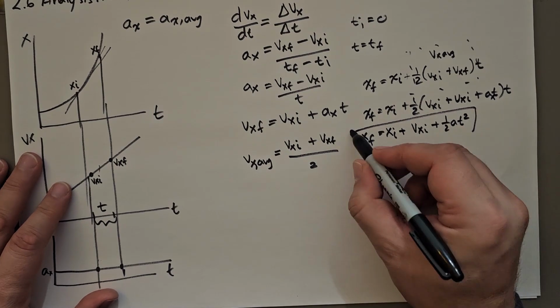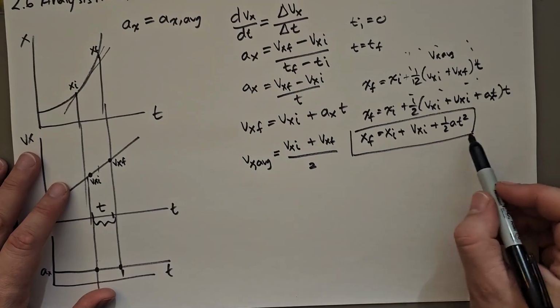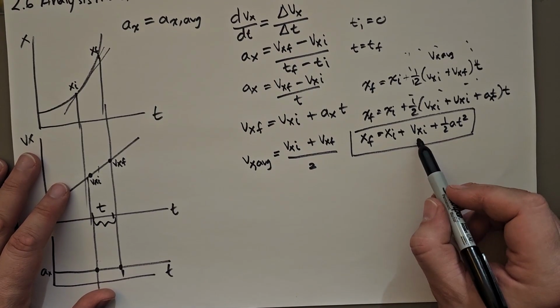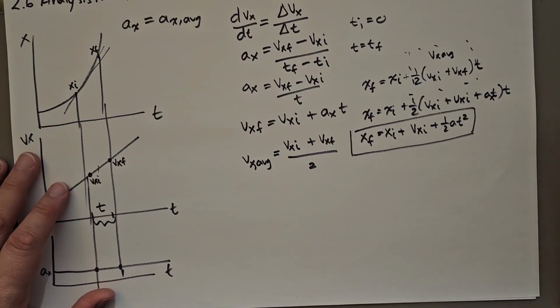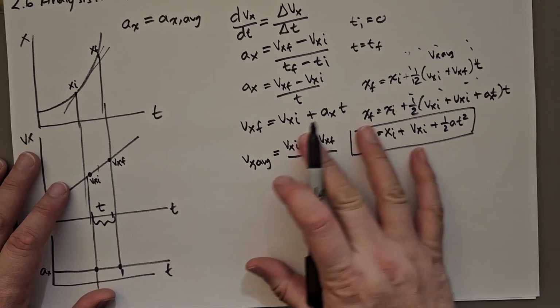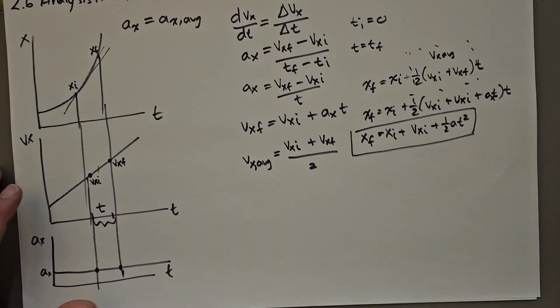And this is how the displacement happens. So that's how far the object moves in a certain amount of time, given a certain amount of acceleration, given a certain initial position, initial velocity. Now, those of you who know calculus say, why did you do it this way? Well, because it works.